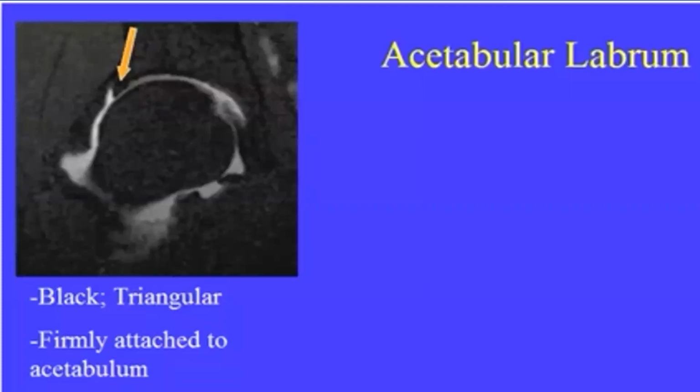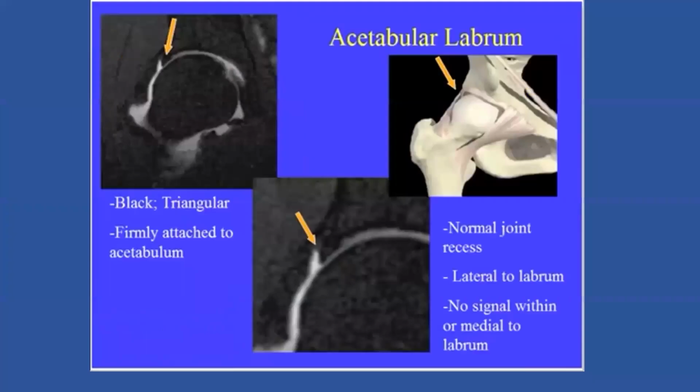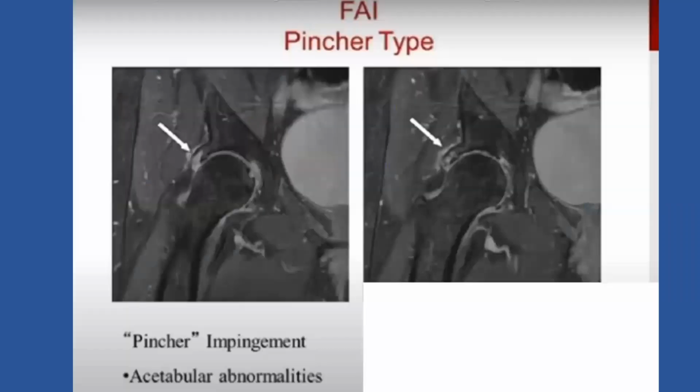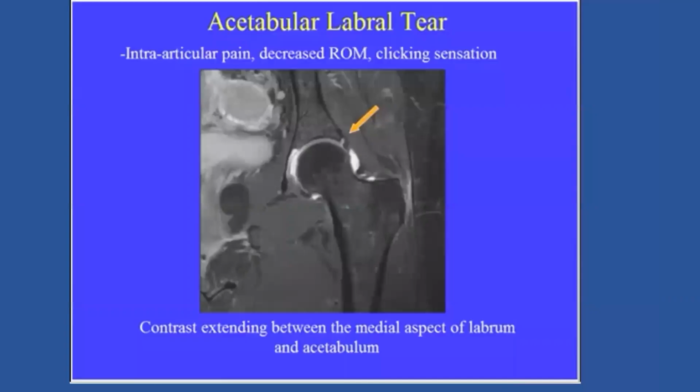This is showing the labrum, how firm it is in a normal individual. And then on the left side, you see that it's torn. You can see it. It's firmly attached. I want to show you one which is more clear over here. We call it the pincer impingement of the acetabulum. Likewise here, it is torn.